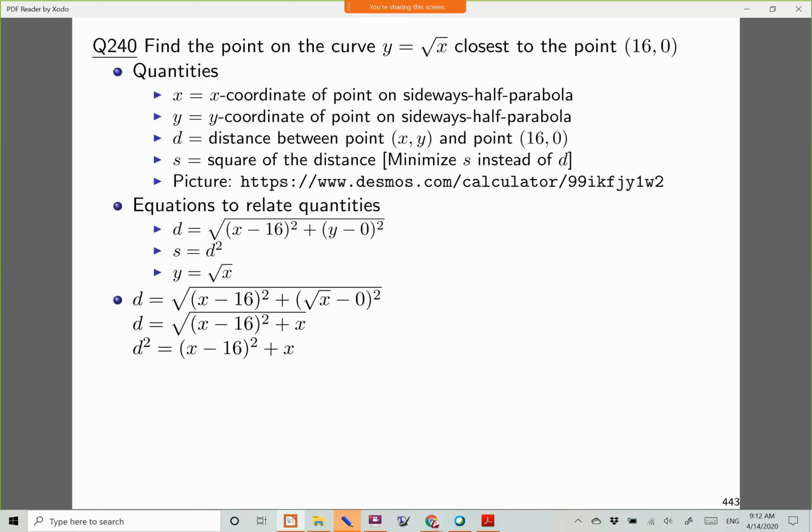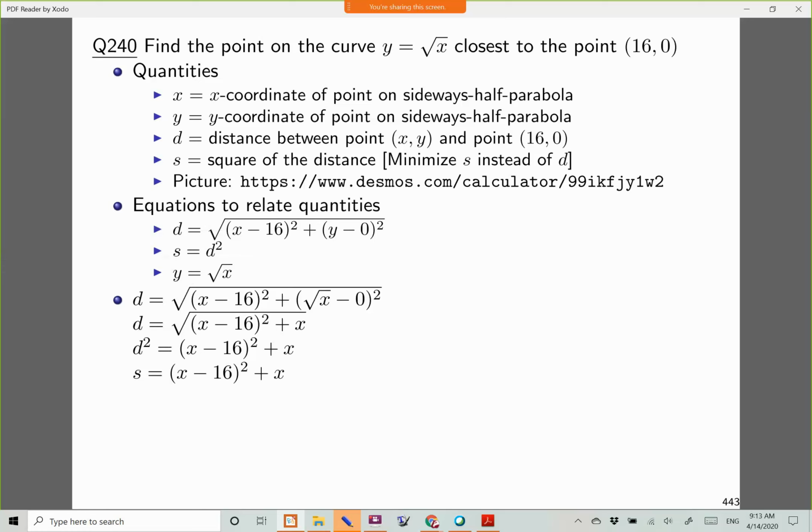Squaring the right side gets rid of the square root sign. Squaring the left side means we just write the square. The whole point is we can replace d squared with an s. All that happened here is d squared became an s. I think it just looks much nicer to think about minimizing s instead of minimizing d, because d has this square root sign. It's just extra work.